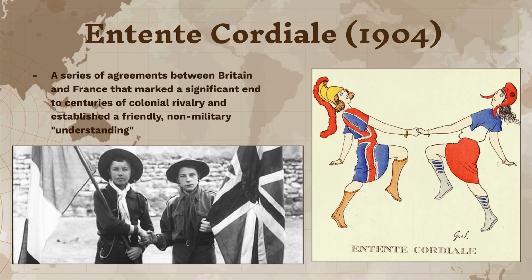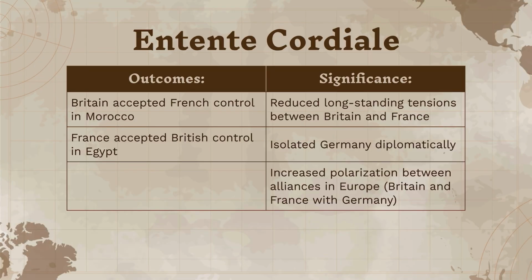Next, the Entente Cordiale of 1904. This was a series of agreements between Britain and France that marked a significant end to centuries of colonial rivalry and established a friendly, non-military "understanding" between them. It marked a major improvement in relations between Britain and France. It resolved colonial disputes and resulted in Britain accepting French control in Morocco and France accepting British control in Egypt.